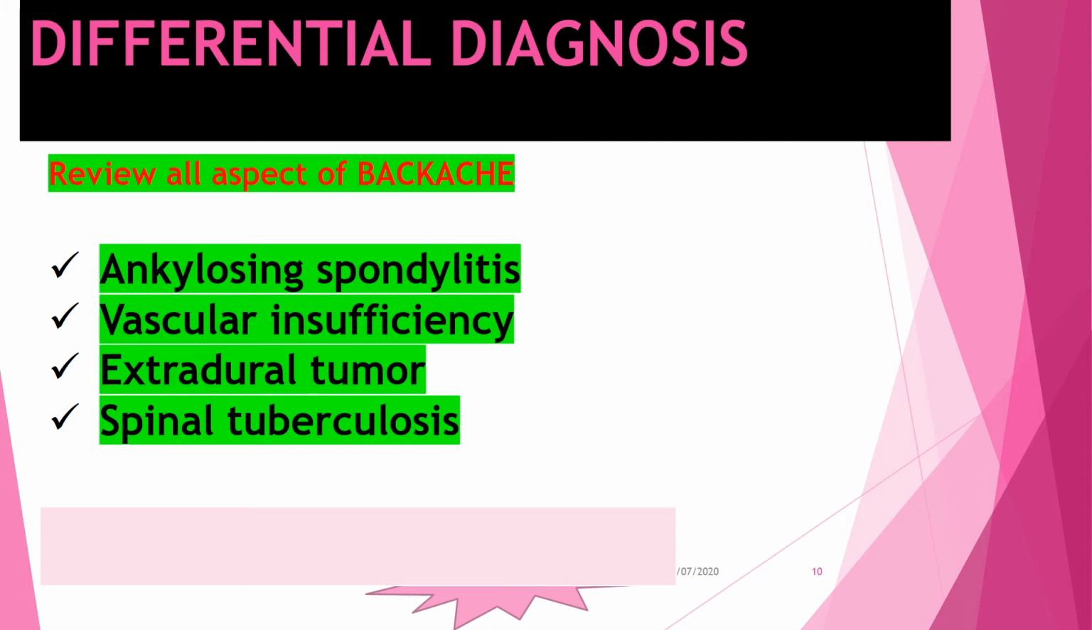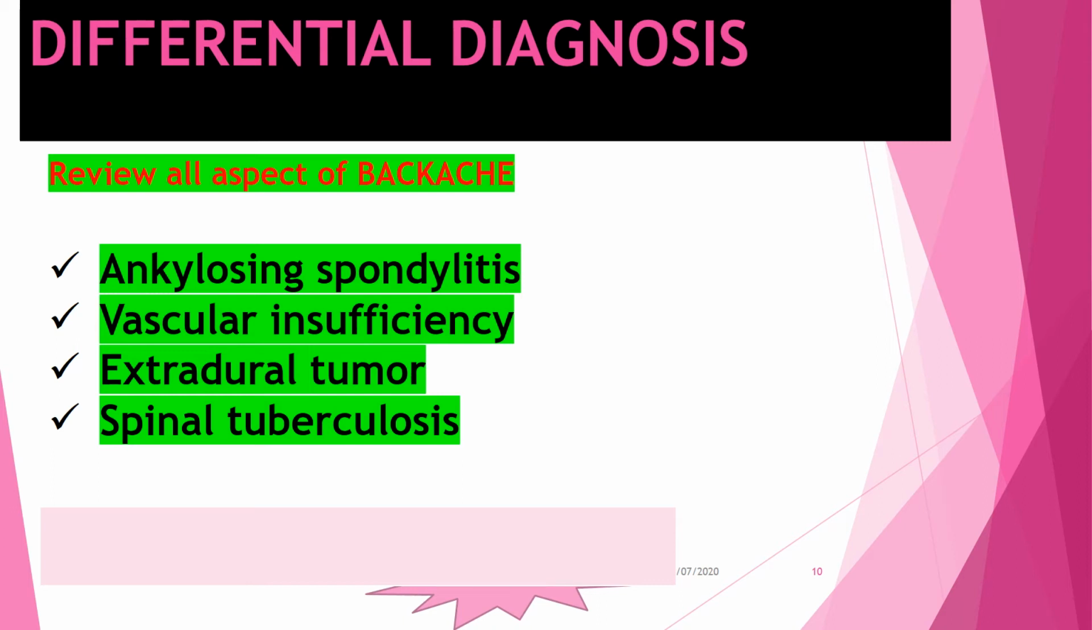The differential diagnosis includes ankylosing spondylitis, vascular insufficiency, extradural tumor, spinal tuberculosis, or generally we can say that we review all aspects of back pain while differentiating the prolapsed disc from the other causes of back pain.